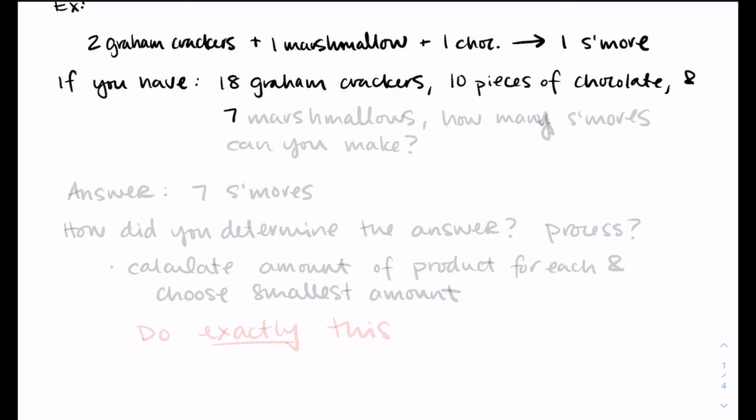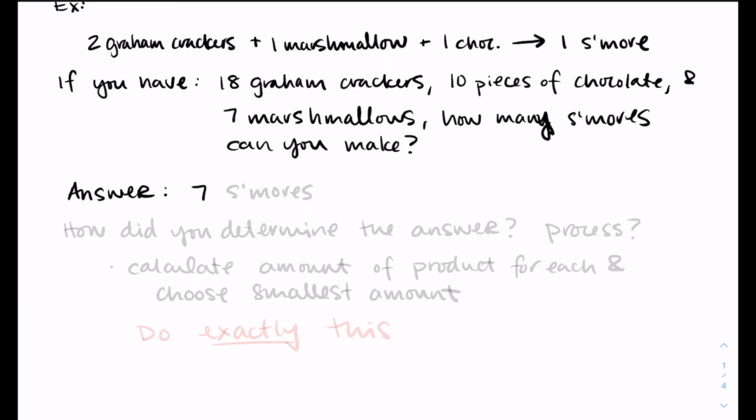As a great example, let's make s'mores. So I'm going to write the recipe for a s'more as a reaction equation. You need 2 graham crackers, 1 marshmallow, and 1 piece of chocolate to make 1 s'more. So you need 2 moles of graham crackers plus 1 mole of marshmallows. This would be a lot of s'mores. Plus 1 mole of chocolate to make 1 mole of s'mores. Okay, this is a reaction equation.